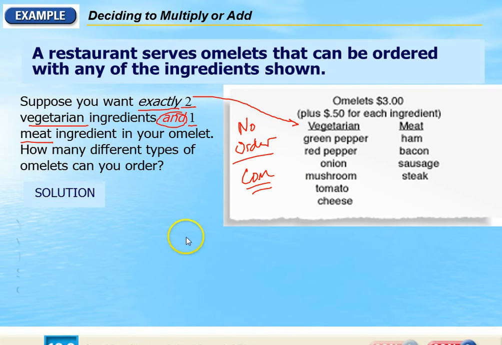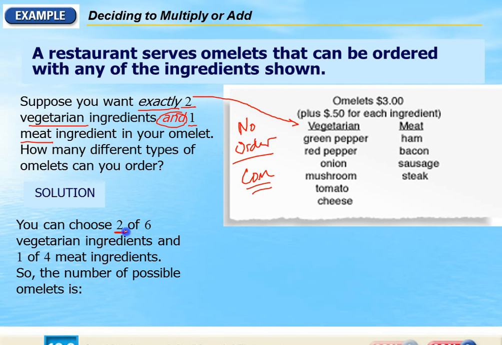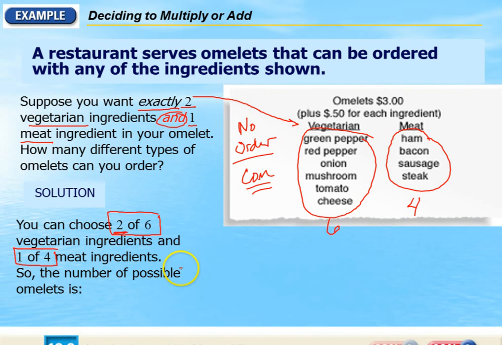But I have two parts to this. I need to pick two of the vegetarian. Two of how many vegetarians? There's 6 options. So I need to pick 2 of the 6 vegetarian ingredients, and I need to pick 1 meat. How many meat options? 4. So I have to pick 1 of the 4. Now, is this an and or an or question? Do I want both of these in there or just one of them? I want both. This is an and question. So what do I have to do? Multiply. There's 6 vegetarians, I need to choose 2 of them, and multiply, there's 4 meats, I need to choose 1.